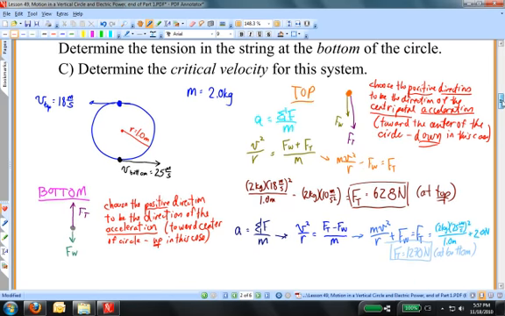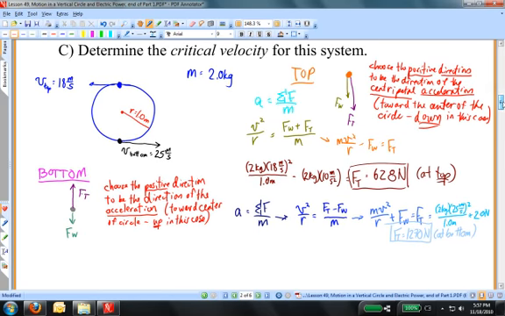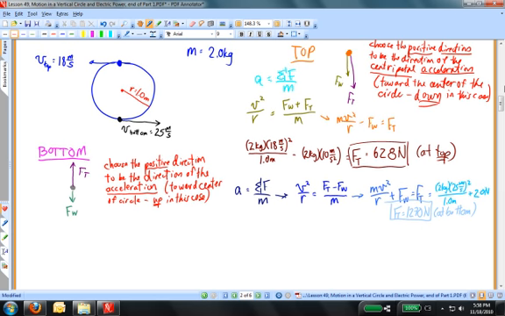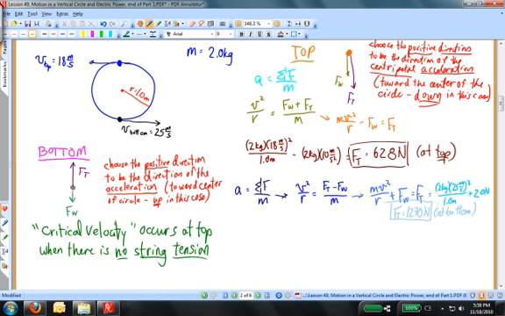Now let's solve part C. We want to know what the critical velocity is. The critical velocity is going to occur when there is no string tension at the top. In other words, the only force that's going to be acting on the object is going to be its weight when it's up at the top.